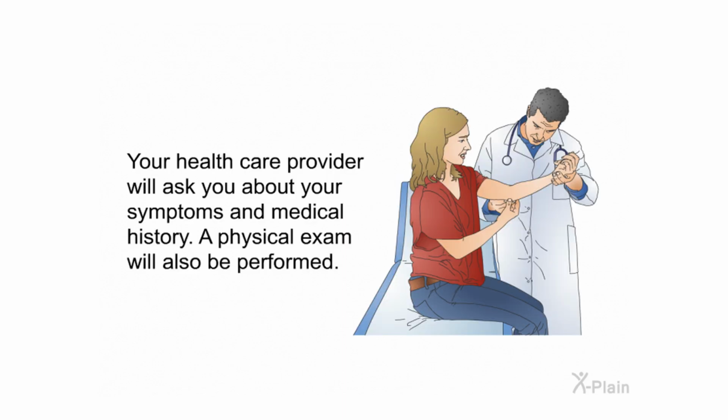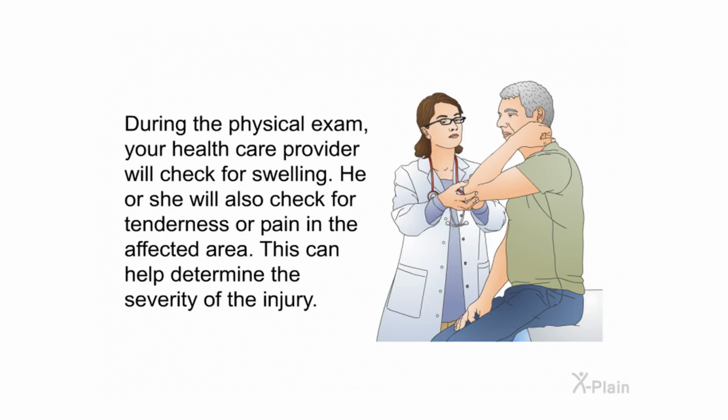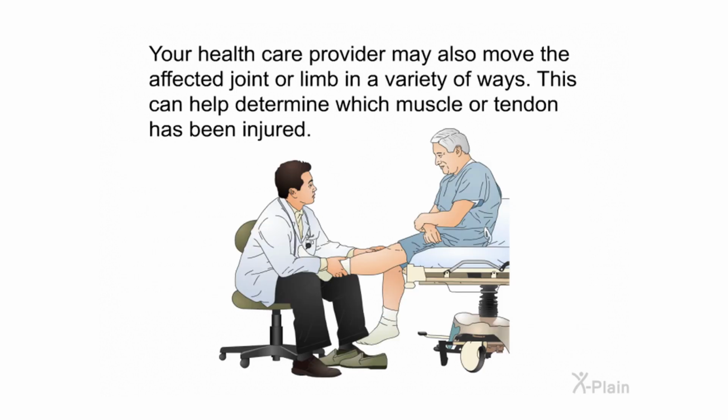Diagnosis. Your healthcare provider will ask you about your symptoms and medical history. A physical exam will also be performed. During the physical exam, your healthcare provider will check for swelling. He or she will also check for tenderness or pain in the affected area. This can help determine the severity of the injury. Your healthcare provider may also move the affected joint or limb in a variety of ways. This can help determine which muscle or tendon has been injured.